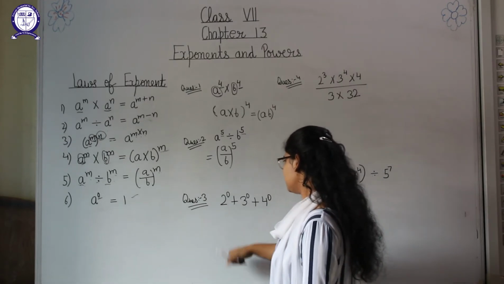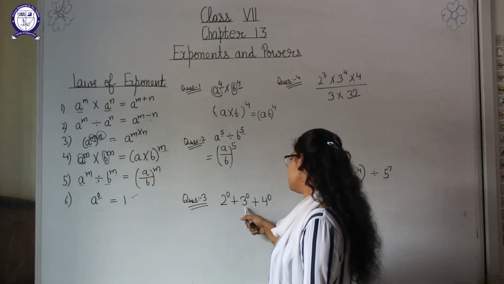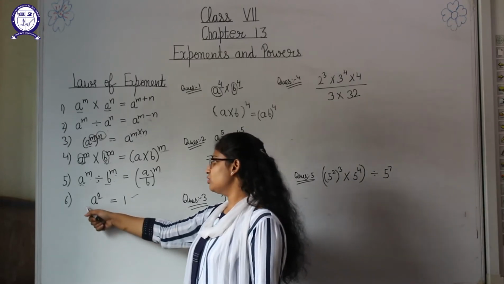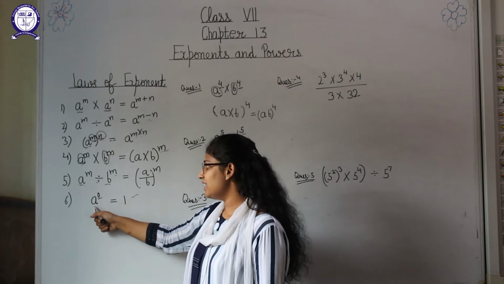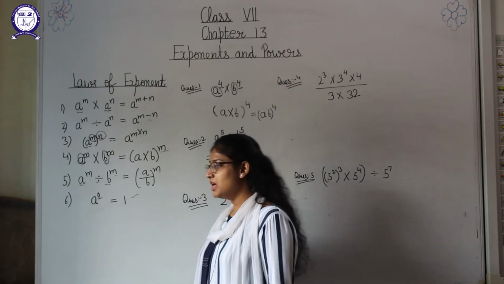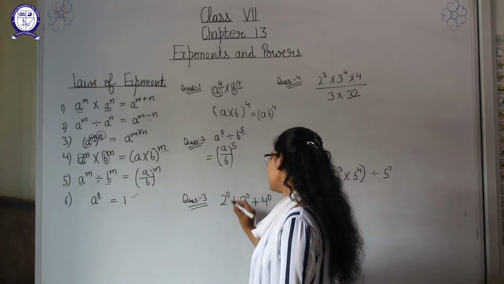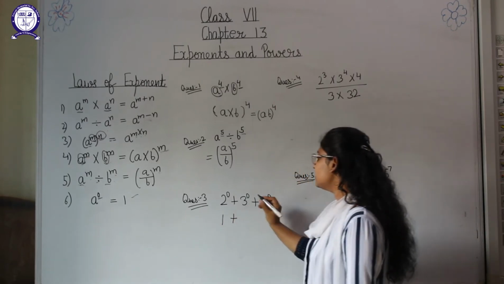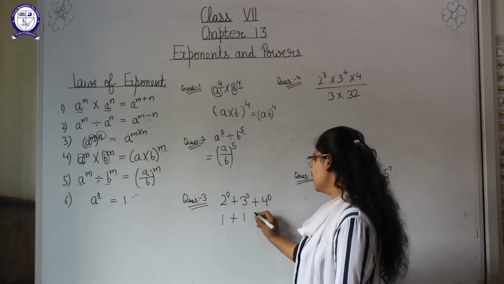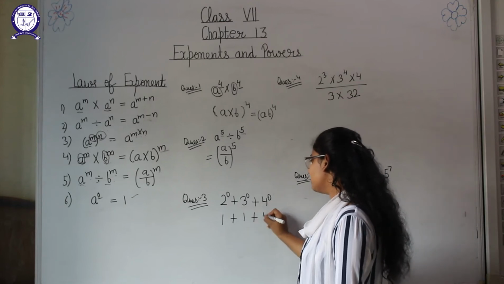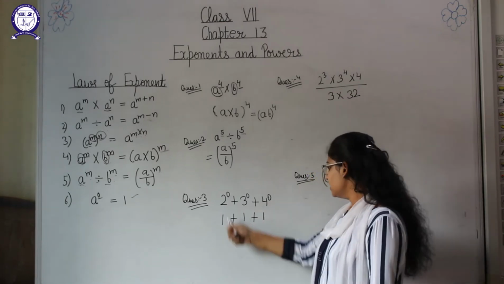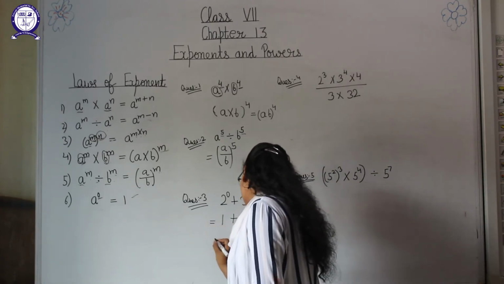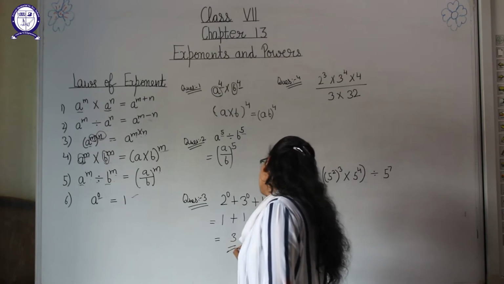Now third question is 2 raised to the power 0 plus 3 raised to the power 0 plus 4 raised to the power 0. As I told you about this law, a raised to the power 0 equals 1, it means here 2 raised to the power 0 will be 1. Here it is addition sign. Then again 3 raised to the power 0 will be 1. Then 4 raised to the power 0 will also be 1. Okay. Now 1 plus 1 plus 1 will give us 3. So 3 is our answer.